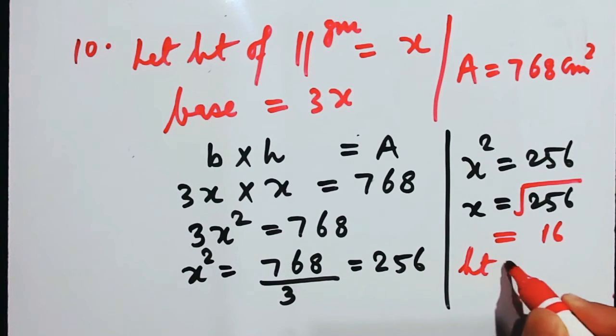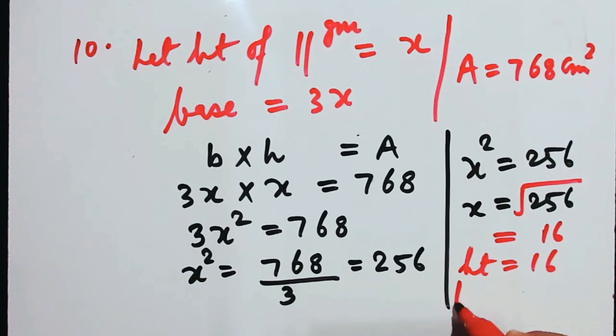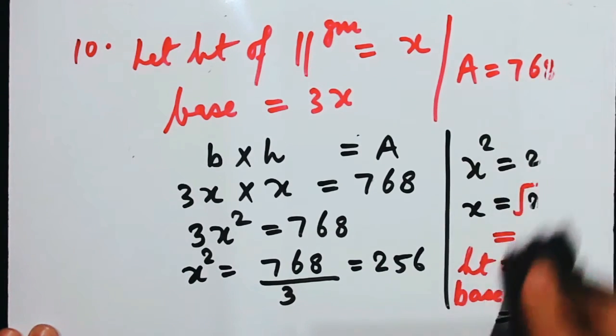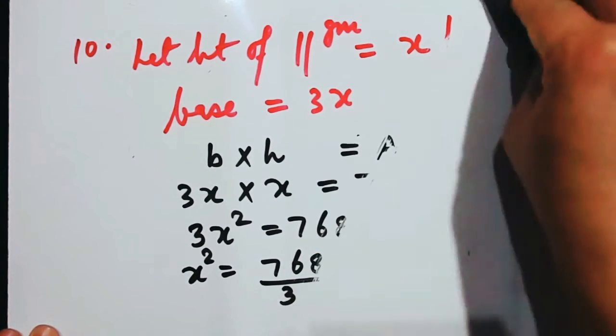Therefore my x, which was my height, is 16. My height was 16 and my base was 3x, which is 3 into 16, equal to 48 centimeter. So these are the kind of sums you can say. In fact, they are very easy, because they are totally based on simple formulas.